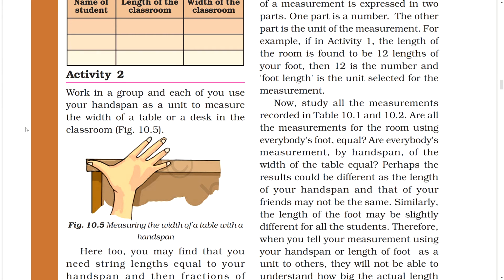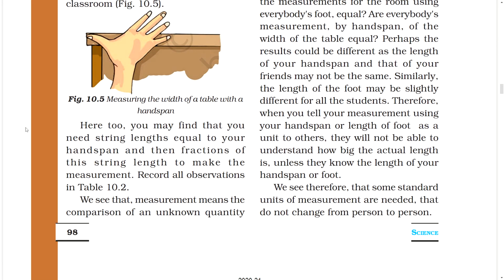Activity 2. Do this. Work in a group and each of you use your handspan as a unit to measure the width of a table or a desk in the classroom. Figure: measuring the width of a table with a handspan. Here too, you may find that you need string length equal to your handspan and then a fraction of the string length to make the measurement. Record all observations in the table.